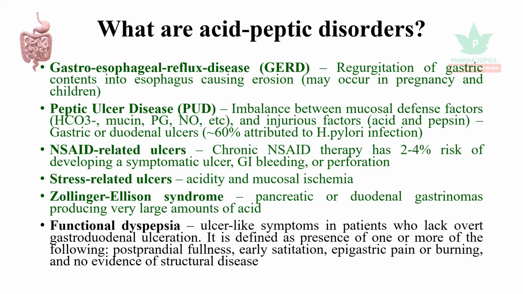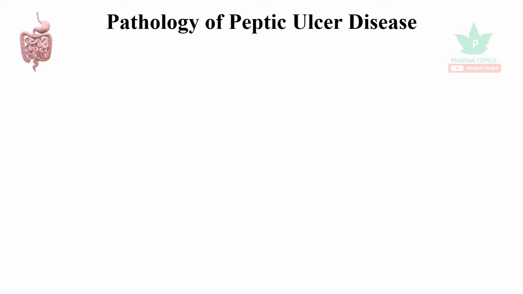Next is functional dyspepsia. It is ulcer-like symptoms in patients who lack overt gastric or duodenal ulceration. It is defined as presence of one or more of the following: postprandial fullness, early satiation, epigastric pain or burning, but there is no evidence of structural disease. So let us see the pathology of the peptic ulcer disease.